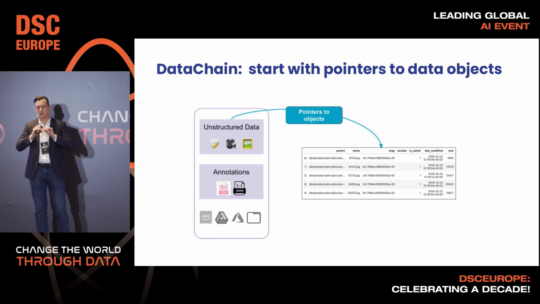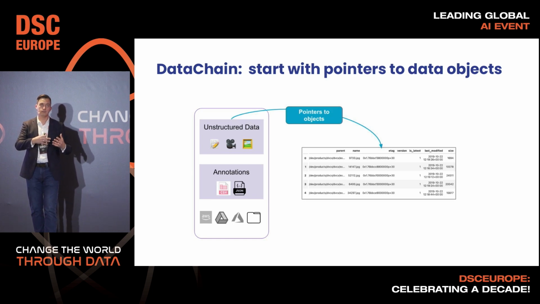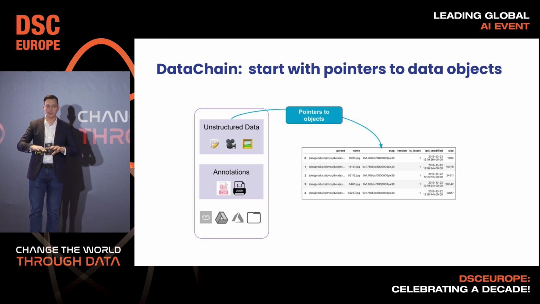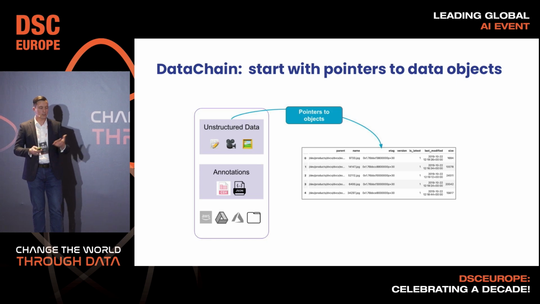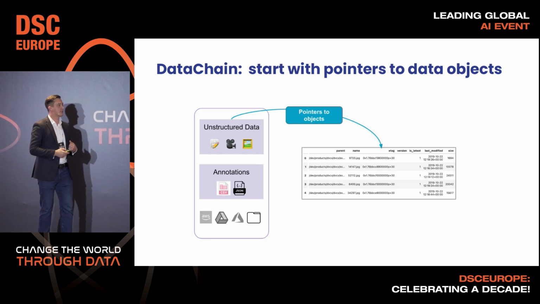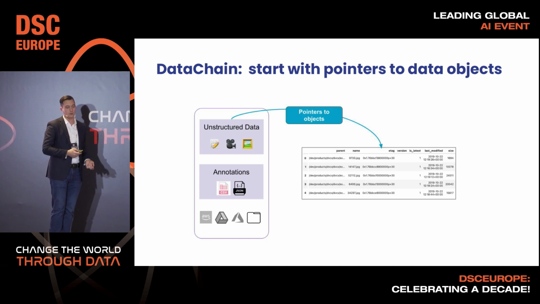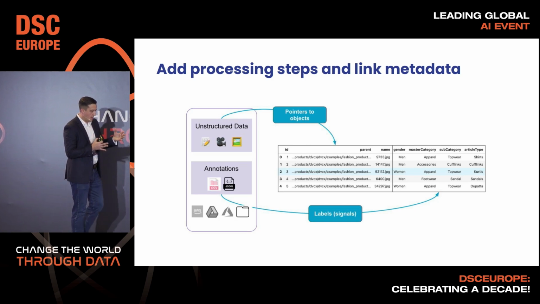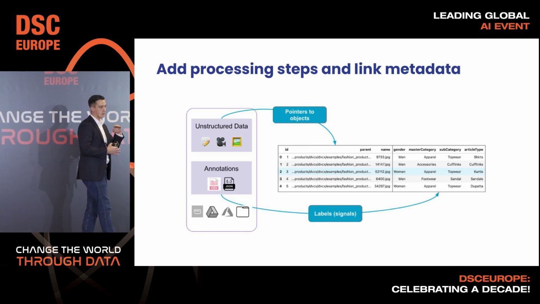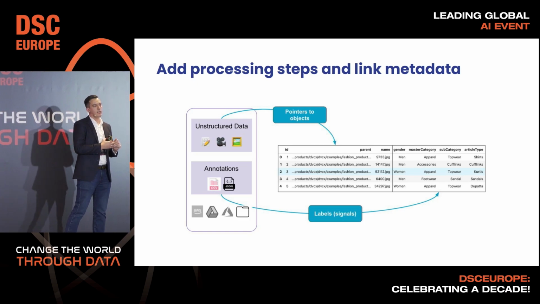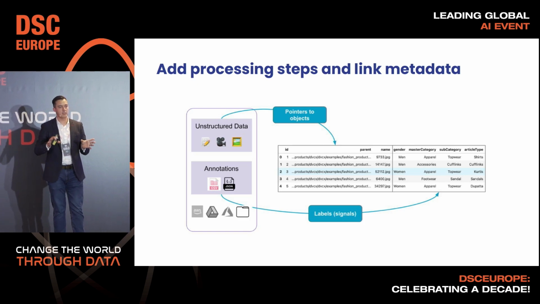So DataChain provides you a Pythonic API, but under the hood, it transforms this API, your commands, into SQL scripts and runs operations in the SQL layer. So we created this table with pointers, and we can also add some metadata to this, right? We can add technical metadata, like file names or size of the images, and we can also add labels, annotations.